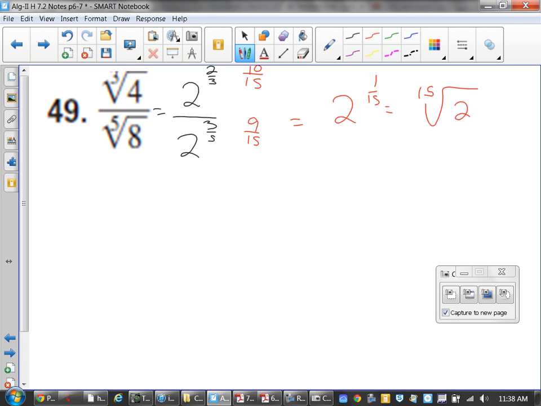15th root of 2. All right. Notice again how we're setting this thing up. We're trying to break it down to a common base and work with our exponent rules, because once you start working with exponent rules, there's not that much going on there. Okay.